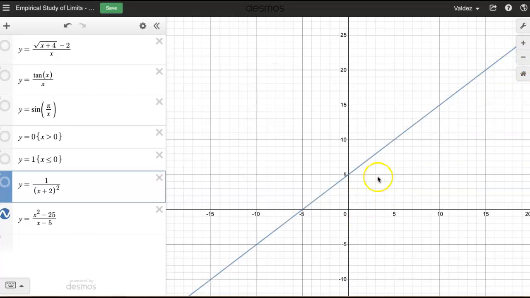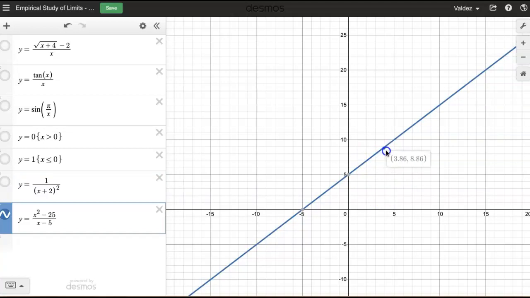I'm going to zoom out just a little bit. Now, if we trace this, notice that the closer we get to 5, the y value looks like it's going to 10. But when we actually get there to 5, do you see how it's undefined? And that's what it should be, because if I plug in 5 here, I'm going to have 0 in the denominator. But we see as x approaches 5 from the left, it's getting closer and closer to 10. As x approaches 5 from the right, it's getting closer and closer to 10.